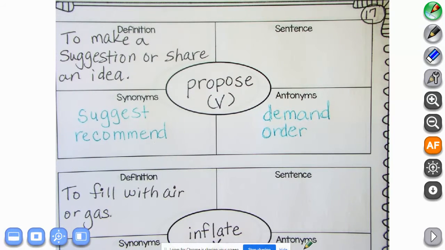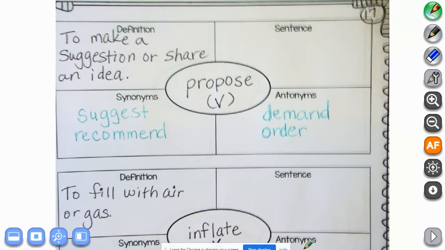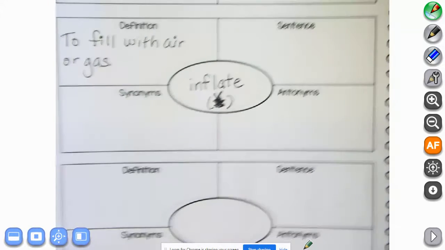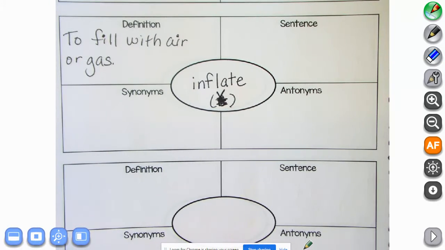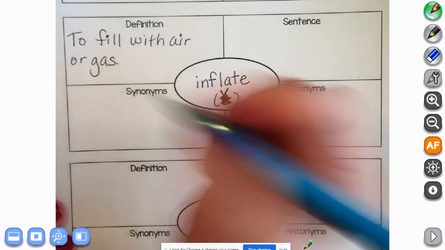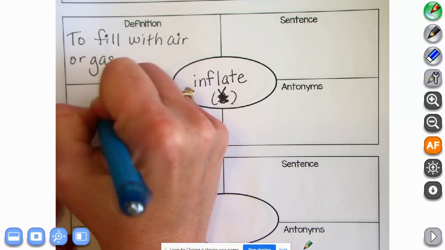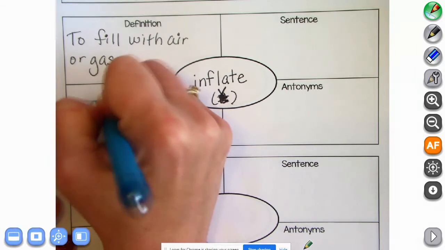All right, if you're not finished writing, go ahead and push pause. We're going to go to inflate. Okay, inflate means to fill with air or gas. Another verb. We had a lot of verbs this time. To fill with air or gas is inflate. So another word would be to fill. That's one of them right up there in our definition. F-I-L-L. Fill.